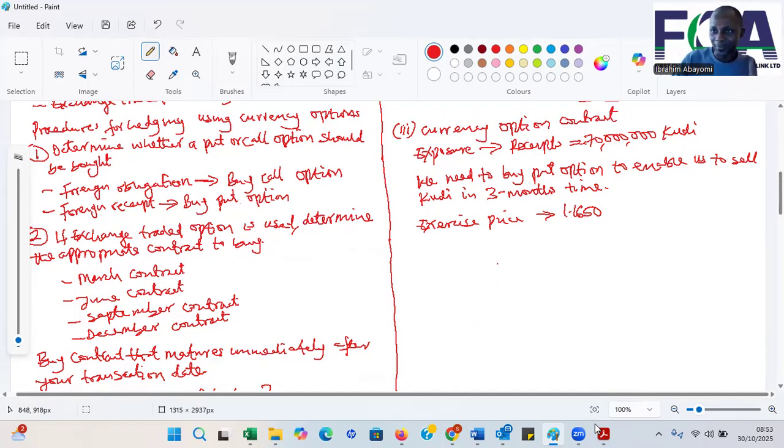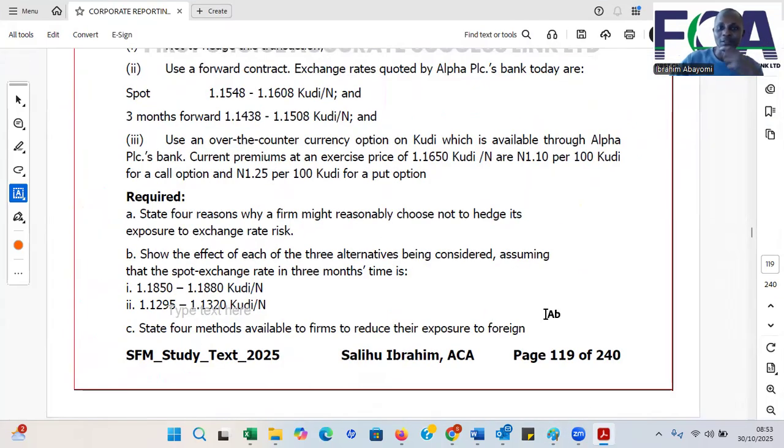Now, we need to pay premium. So let's calculate our total premium that we need to pay. Premium is upfront. You are paying premium immediately. So what's the premium? Current premium at an exercise price of 1.165 kudi to Naira are 1.1 per 100 kudi for a call option and 1.25 per 100 kudi for a put option. We are not using call option, we are using put option. So the appropriate premium is 1.25, and it's a multiple of 100 kudi.